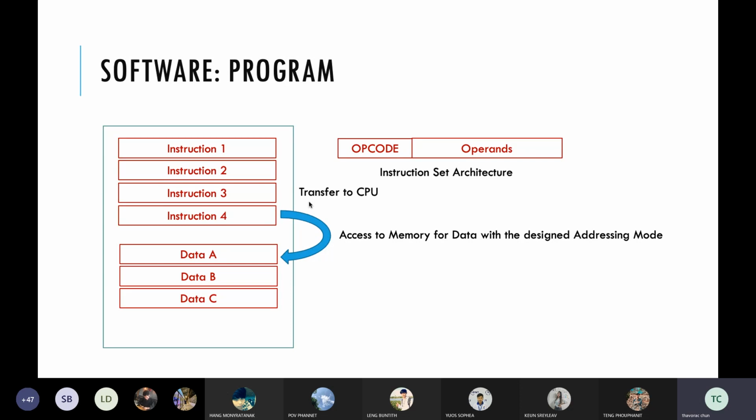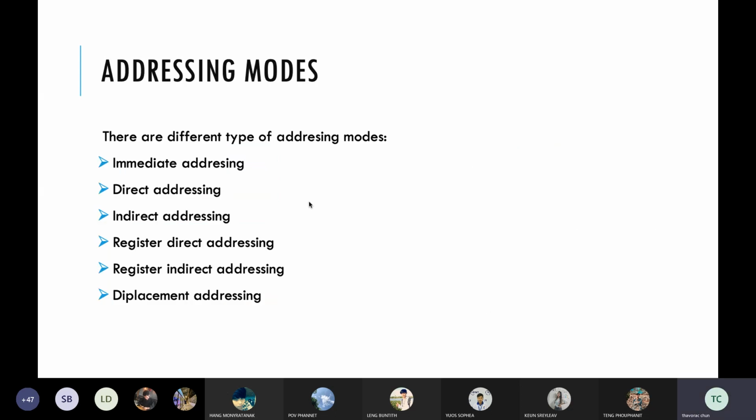In computer architecture, there are different kinds of addressing mode. Addressing mode here is a mechanism to differentiate how you can access data from main memory. Or in other words, it's about how you can locate the effective address of the data you want. So here we have different kinds of addressing mode. We have the immediate addressing, the direct addressing, the indirect addressing, register direct addressing, register indirect addressing, and then we have the displacement addressing mode.